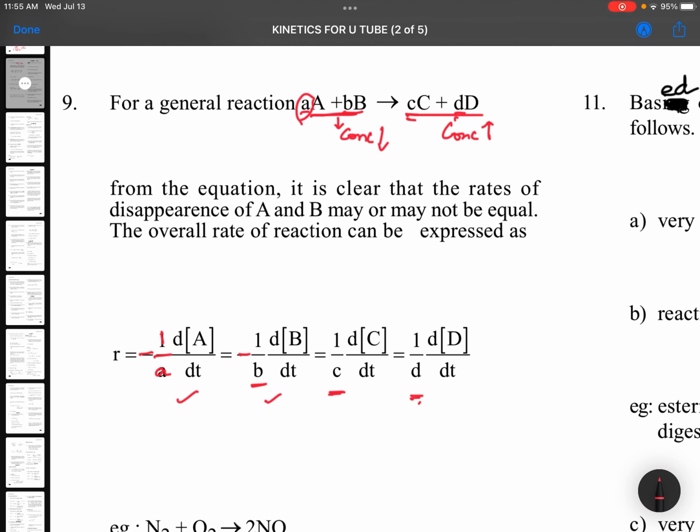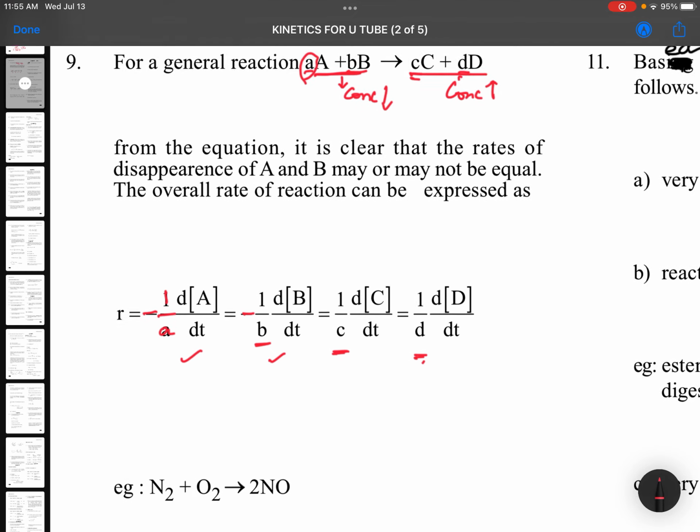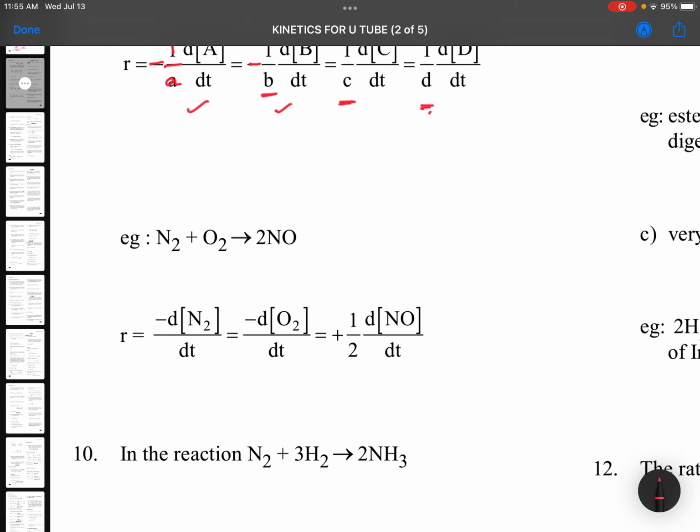Here is an important line you see. It is clear that the rates of disappearance of A and B may or may not be equal. This depends on the number of moles in the stoichiometric equation. For example, N2 plus O2 gives rise to 2NO. Here rate is equal to, 1 mole is there, so minus dN2 by dt. O2, 1 mole is there, minus dO2 by dt. But here 2 moles are there, so 1 by 2 dNO by dt.